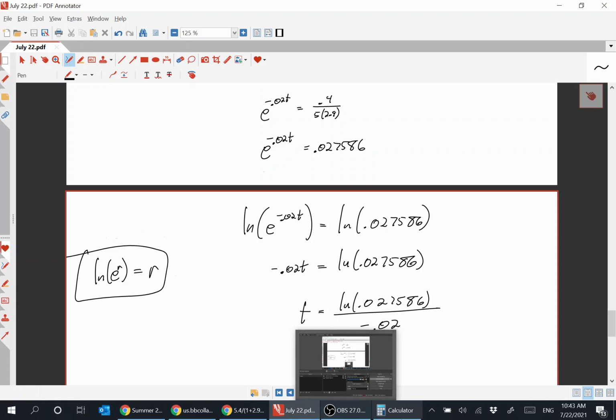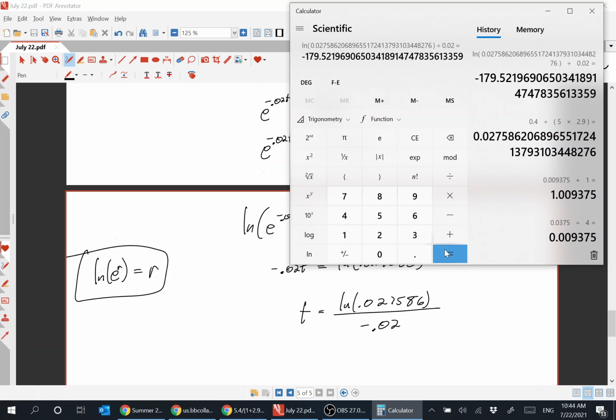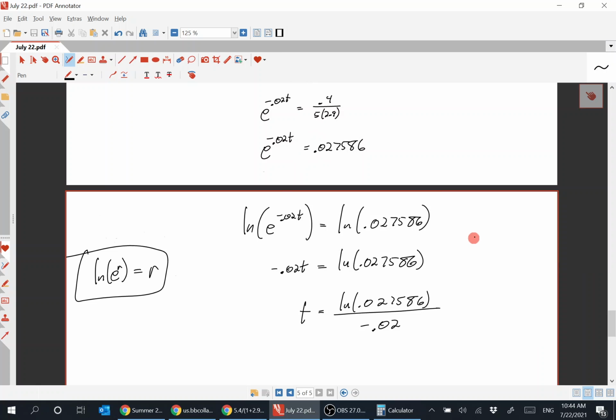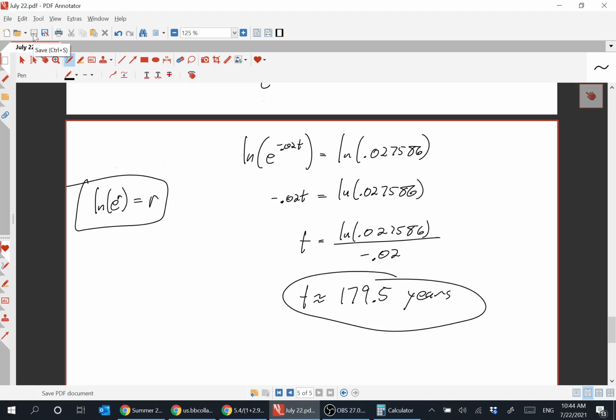So we have natural log of 0.027586 divided by 0.02 is 179.52 years. The negative is there because I didn't include it in the calculation. So t is approximately 179.5 years to actually reach that 5-foot threshold. Okay, so it takes a while. All right.